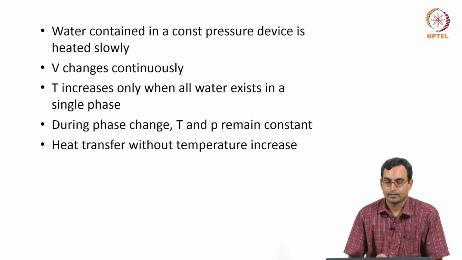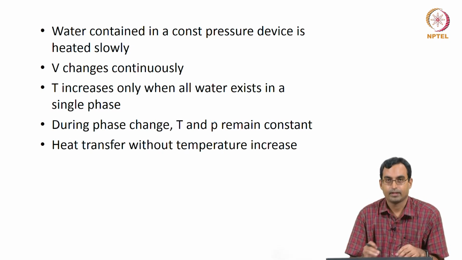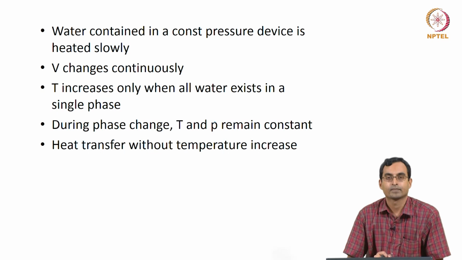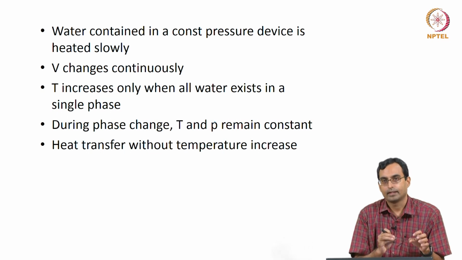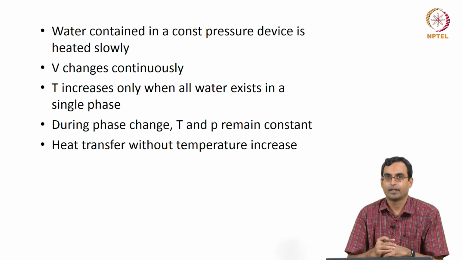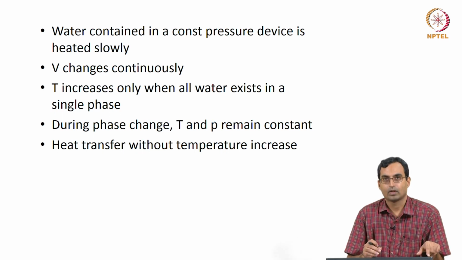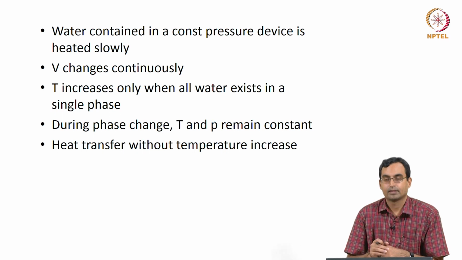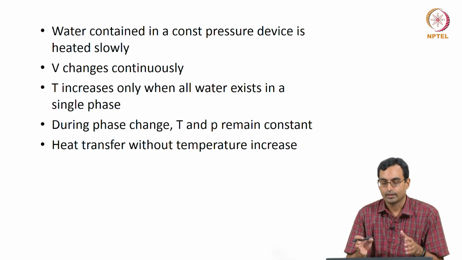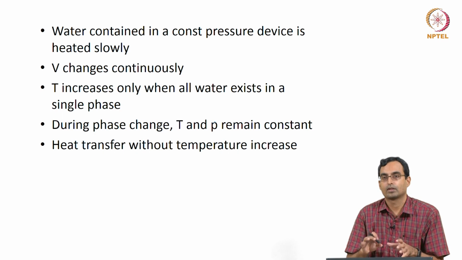So, to summarize, water contained in a constant pressure device is heated slowly, as in the previous experiment. The volume changes continuously. Temperature increases when water is either completely in the liquid state or completely in the vapor phase. During the phase change, temperature and pressure remain constant. The heat transfer happens without a temperature change during the center portion, when you have a mixture of liquid and vapor at constant pressure.